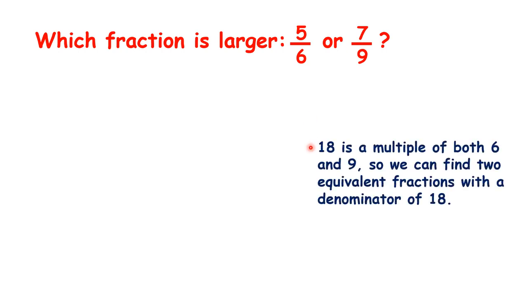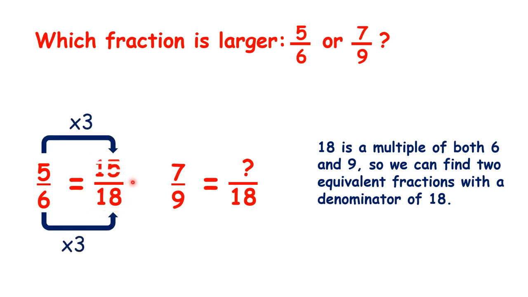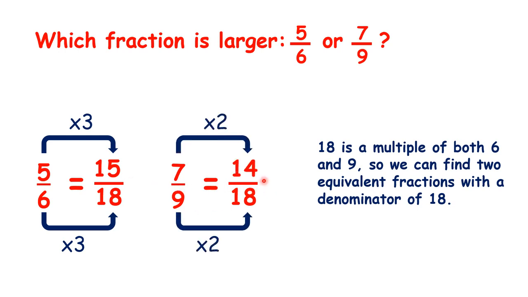18 is the lowest common multiple of both 6 and 9, so we can find two equivalent fractions with a denominator of 18. 5/6 is 15/18. 7/9 is 14/18. So because 15/18 is bigger than 14/18, 5/6 must be bigger than 7/9.